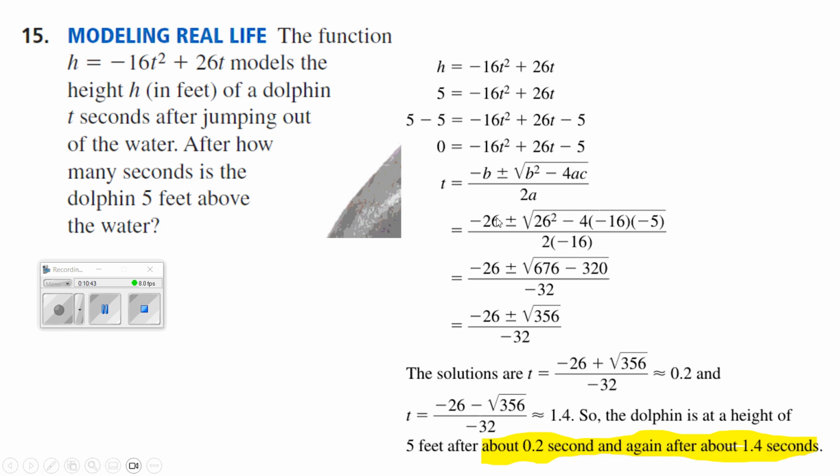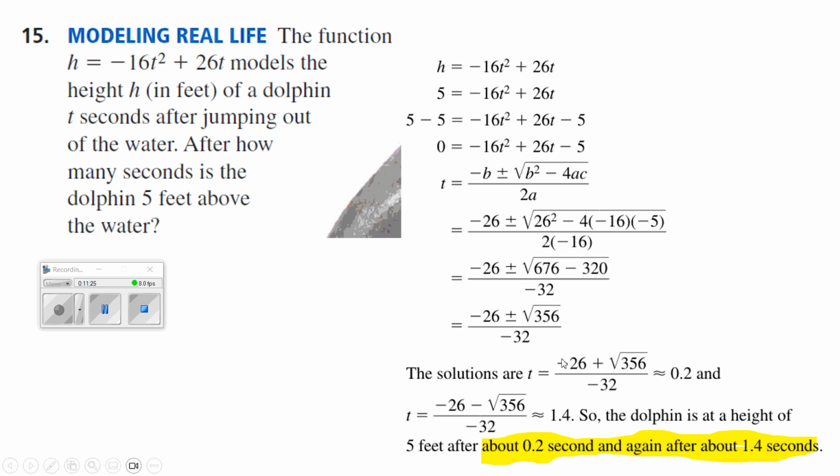So now I have, well, negative 26 comes down. 26 squared is 676. Negative 4 times negative 16 times negative 5 gives us negative 320. Then 2 times negative 16 is negative 32. Well, 676 minus 320 is 356. This does not have a perfect square root. So now we're leaving it as negative 26 plus or minus the square root of 356 over negative 32.